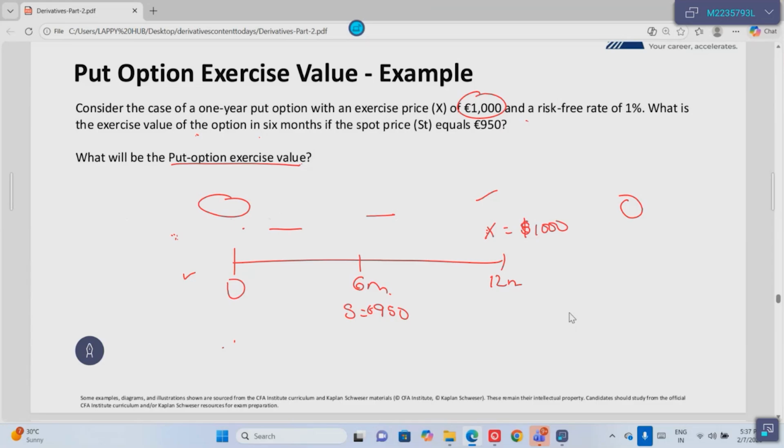That means what is the value of the option? What is its value? If you can sell it for 1,000, it's a put. I can sell for 1,000, but the value is only 950 today.